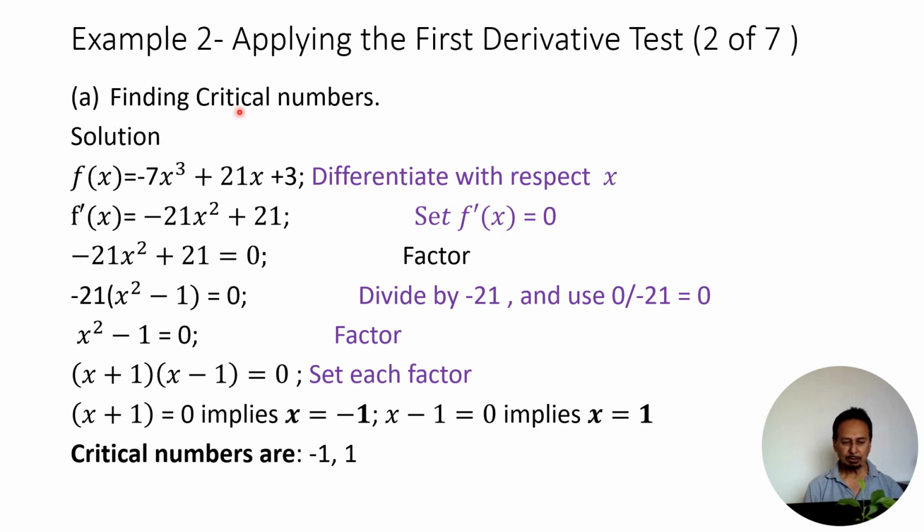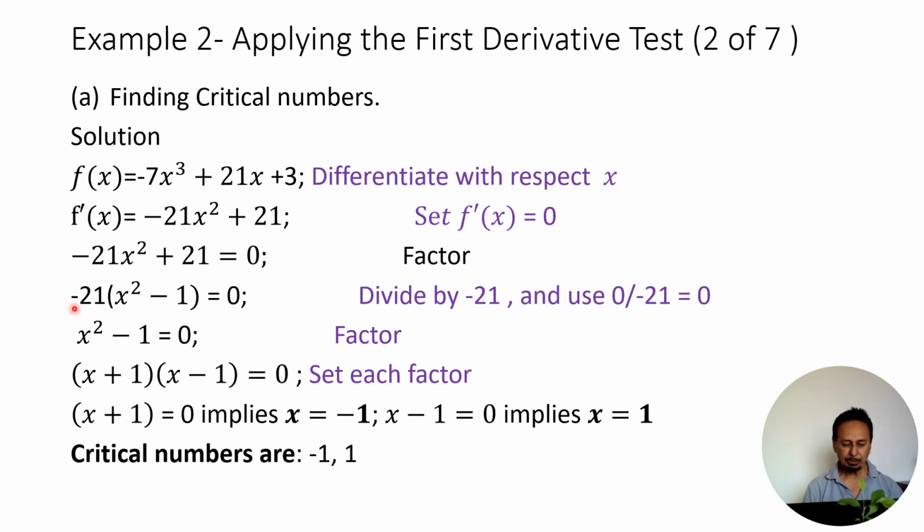So let's see, to find critical numbers, start with f of x equal to minus 7x cubed plus 21x plus 3. Let's differentiate with respect to x, and this becomes f prime of x equal to minus 7 times 3, minus 21x squared plus 21 times 1, which is 21. And the derivative of 3 is 0, so we ignore that. Now we set the first derivative to 0, which means set minus 21x squared plus 21 equal to 0. So we can factor out negative 21 and get x squared minus 1 equal to 0.